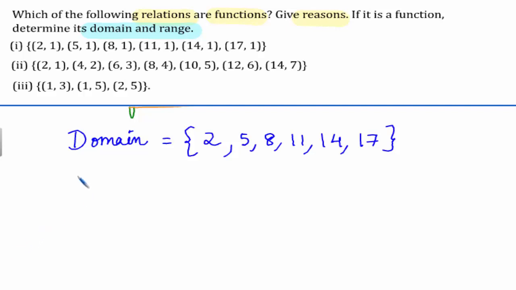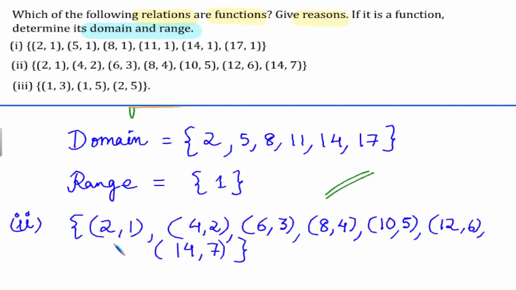Next we have to find the range. And we know that range is the set of second elements. Here in this relation 1 is the only second element. It is repeated in every ordered pair. So range will be equal to 1. So this completes the first part.